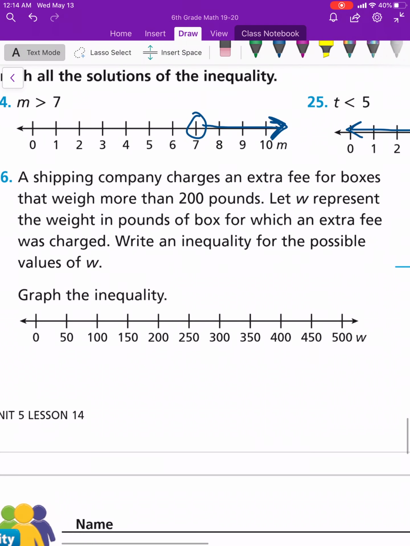So a shipping company charges an extra fee for boxes that weigh more than 200 pounds. Let W represent the weight. Remember, W is the variable. A variable is something that we don't know. It's a number that represents an unknown and can change, right? So let W represent the weight in pounds of a box for which an extra fee was charged. Write an inequality for the possible values of W.